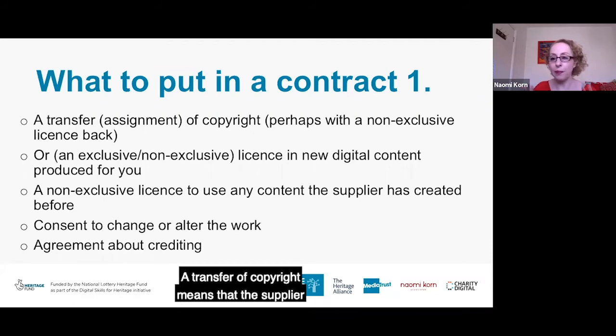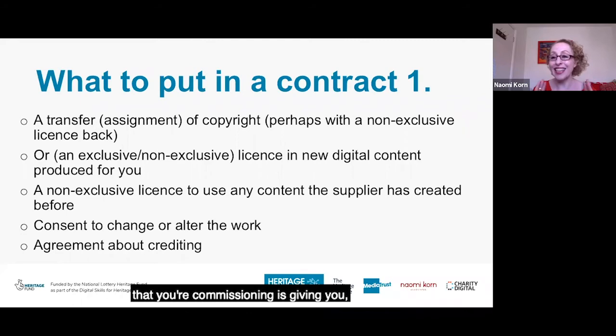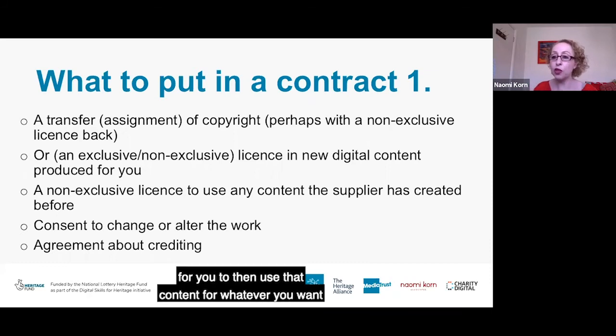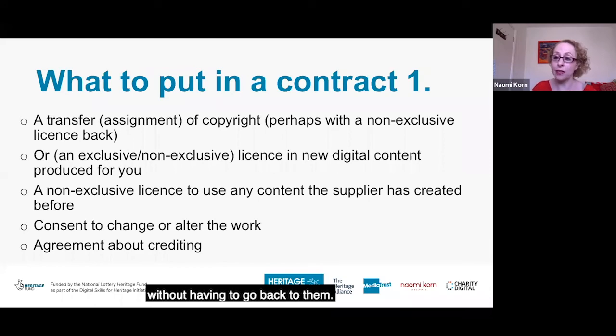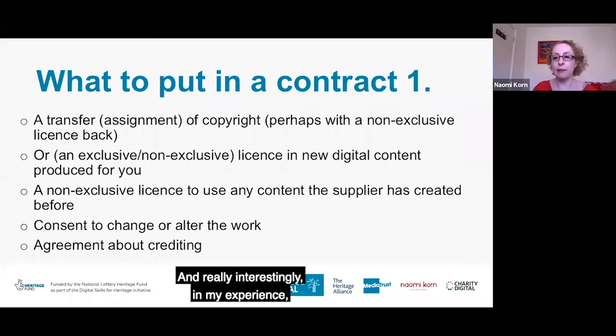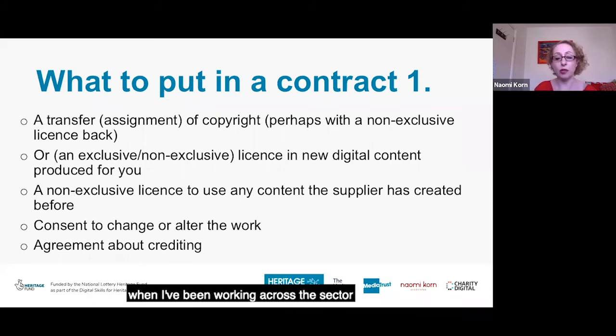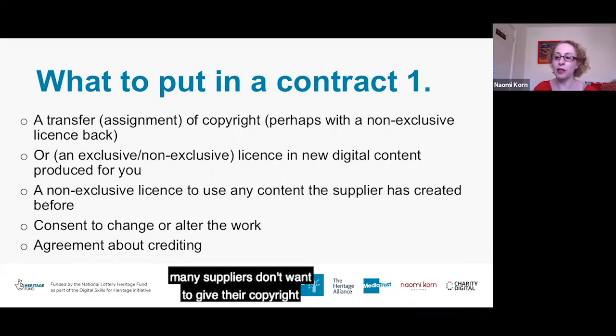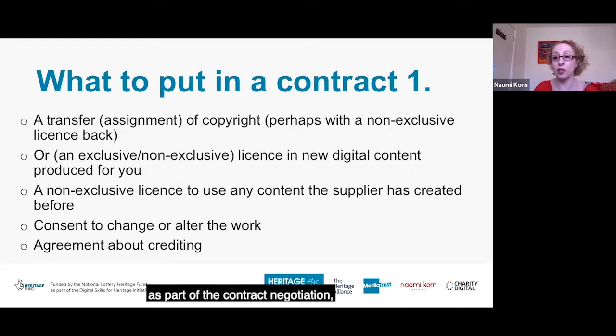A transfer of copyright means that the supplier that you're commissioning is assigning you the copyright in what they've created for you, to then use that content for whatever you want without having to go back to them. Now, it's not all or nothing. And really interestingly, in my experience working across the sector, and with suppliers, and indeed counting us as suppliers as well, many suppliers don't want to give their copyright and push back when a heritage organisation asks for this as part of the contract negotiation, if indeed that's a subject that's actually dealt with properly.